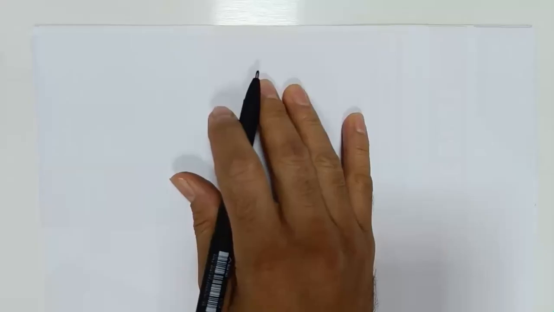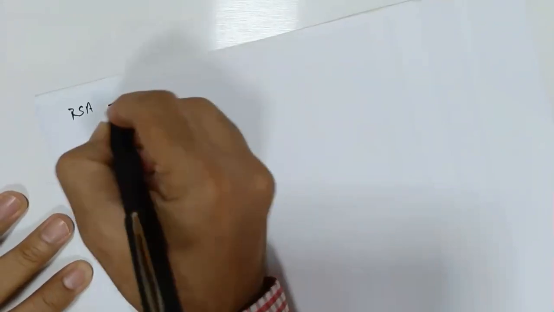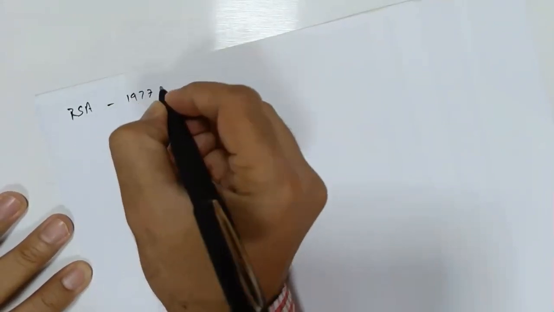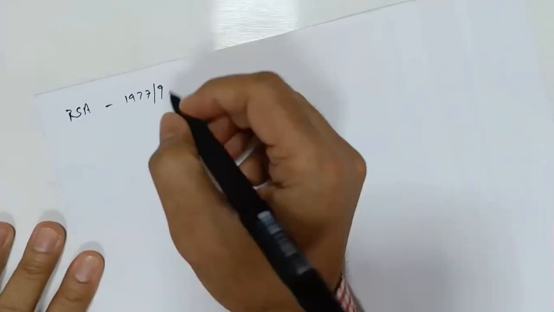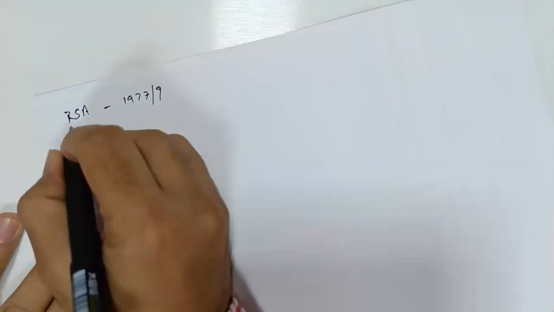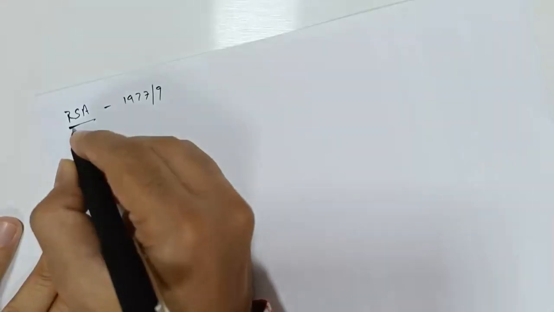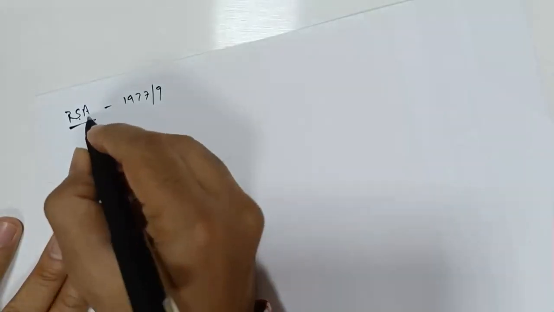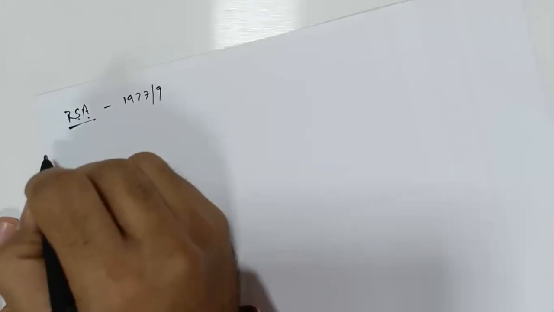So RSA was developed in 1977 or 79, I guess. I'm not very sure. It was designed by three scientists, Rivest, Shamir, and Adleman. So that's why the name is given as RSA.